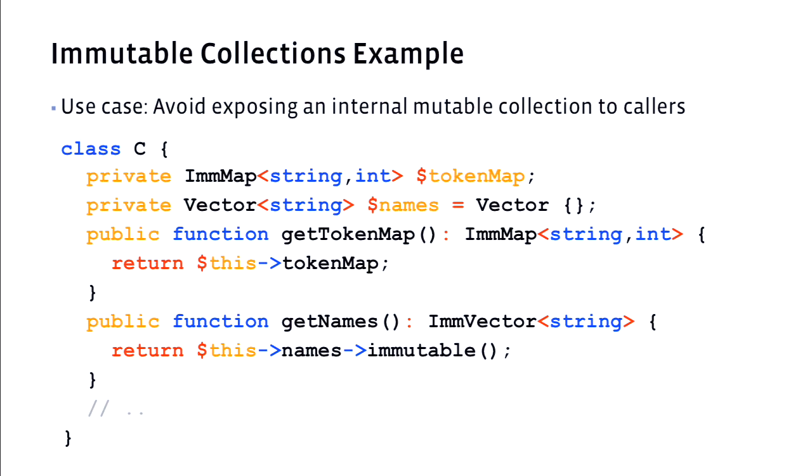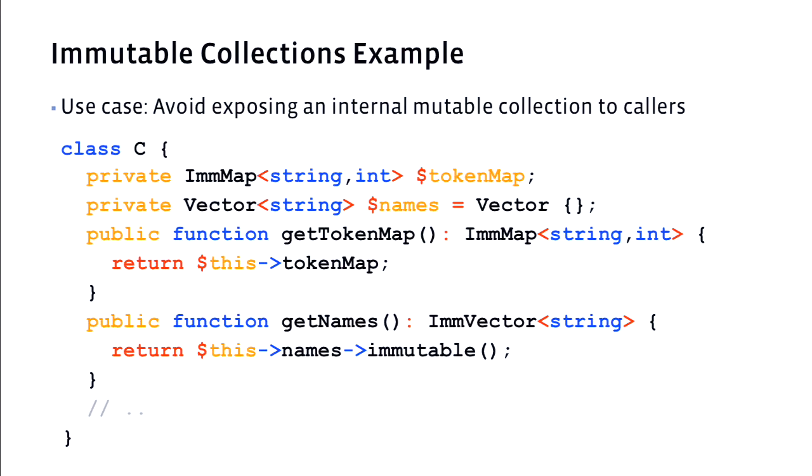So there's two possible schemes you can do. The first one is maybe you build the thing and then you don't change it very often, or not at all. And so you can just have ImmMap as your property. So you can see token map is of type ImmMap. And then it becomes really easy when you want to expose it to a caller. You just return it, and you're guaranteed that the caller will not be able to mutate it no matter what.